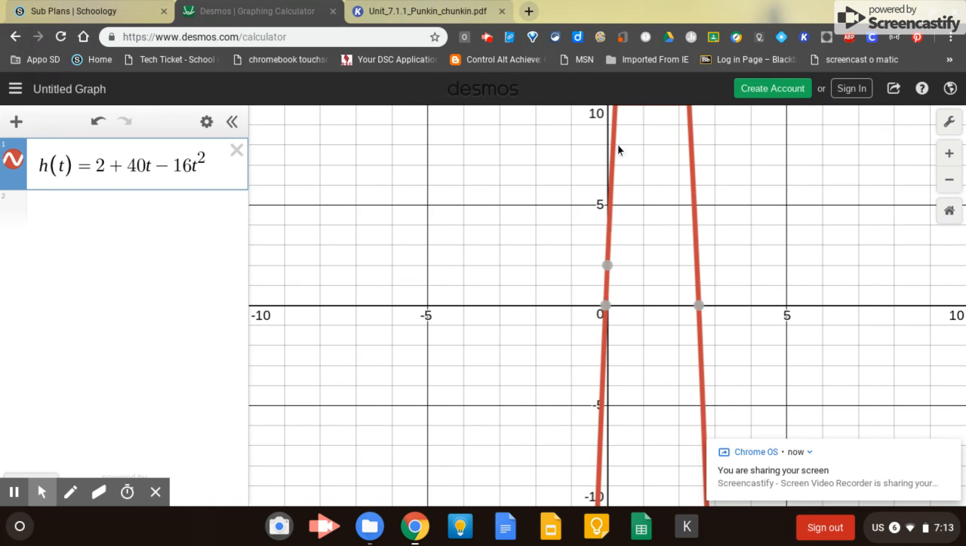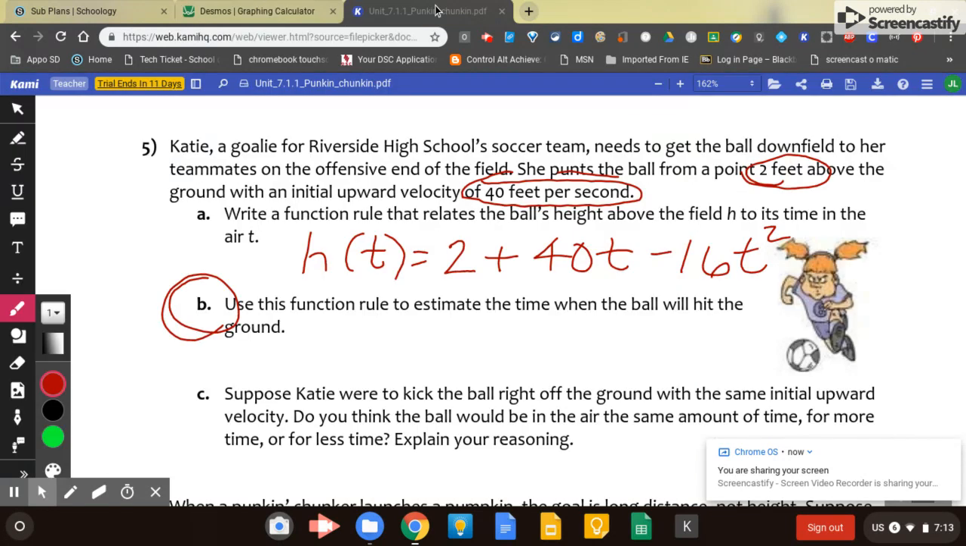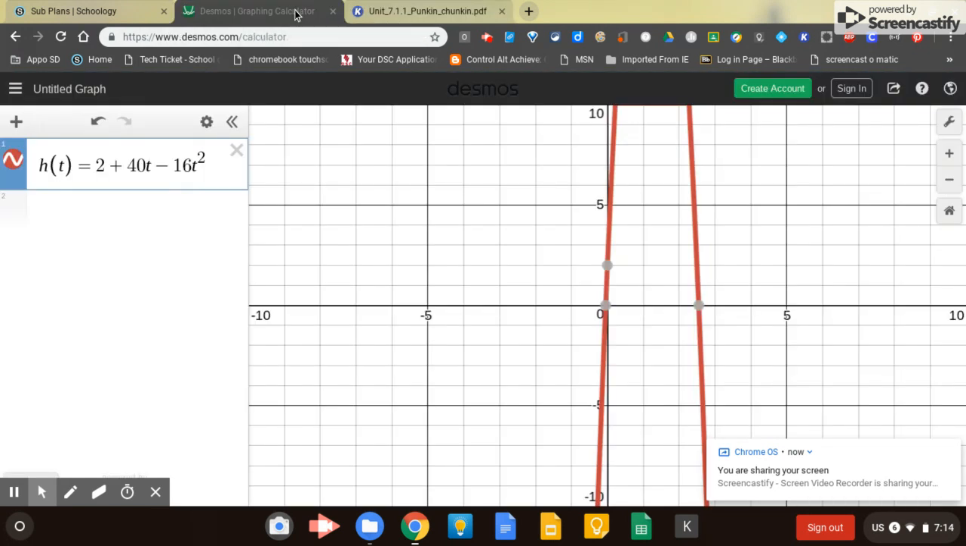I see this, I see this, I don't see anything up here. I've got all of this empty space over here. So I want to try to figure out what this graph looks like and manipulate it. To answer the question, if you remember, the question was: use the function rule to estimate the time when the ball will hit the ground. The height of the ball when it's on the ground is 0.